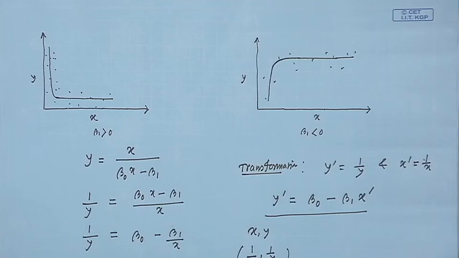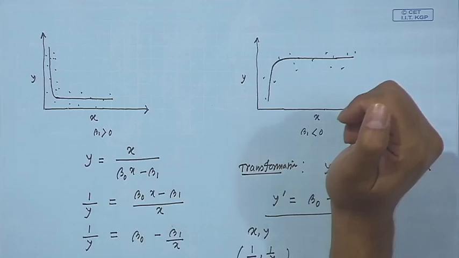Okay. So, this is what we mean by linearizable function. If the relationship between the response variable and the regressor variable is not linear, and if it is similar to one of these, you can take some easy transformation on the variables, and then the problem is equivalent to fitting a linear model between the response variable and regressor variable.